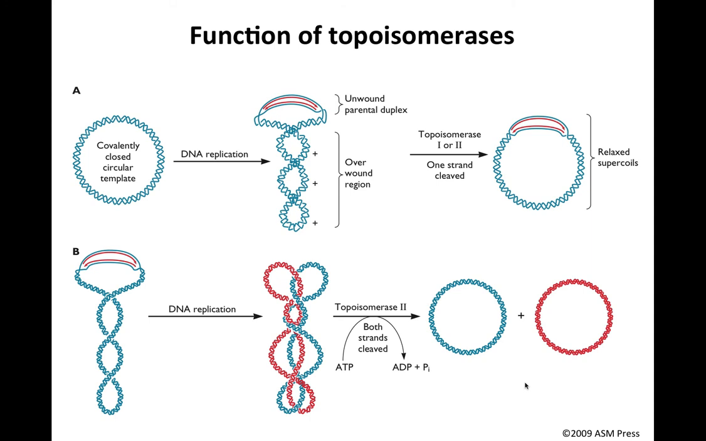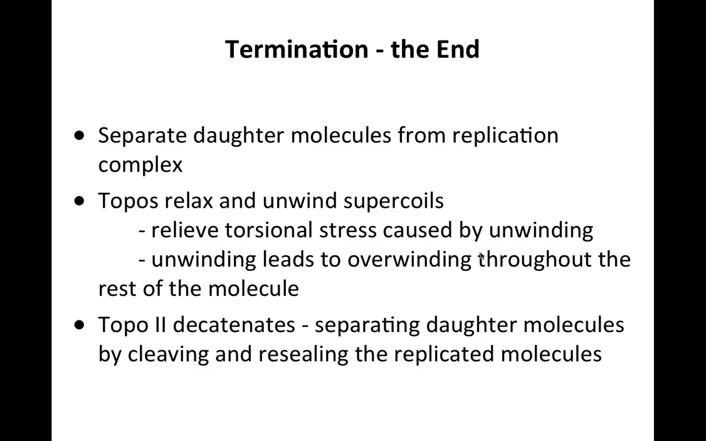So topoisomerases are incredibly important at the end of DNA replication, not only to separate the two products, but during replication to remove the overwound regions. So this is a summary of what I've just told you, the end of DNA synthesis. We separate the daughter molecules by decatenation by topo II, by cleaving and resealing. And during replication, topos relax and unwind the supercoils. They relieve torsional stress caused by unwinding in the area of DNA synthesis.